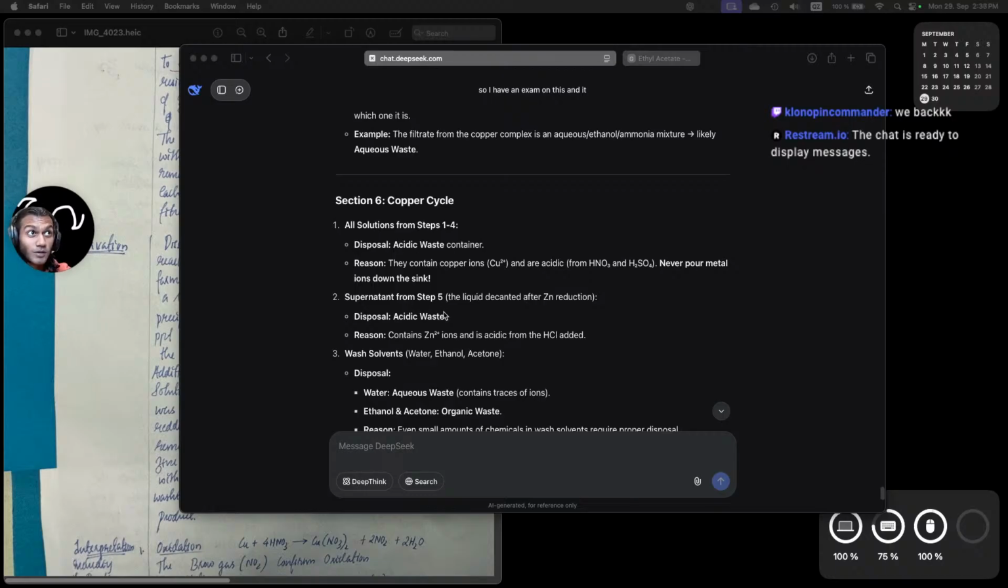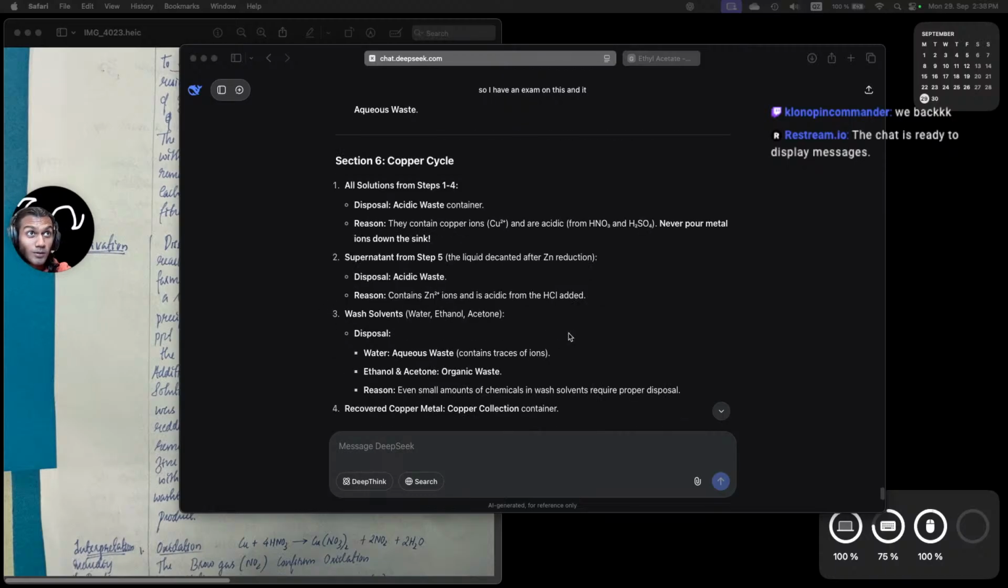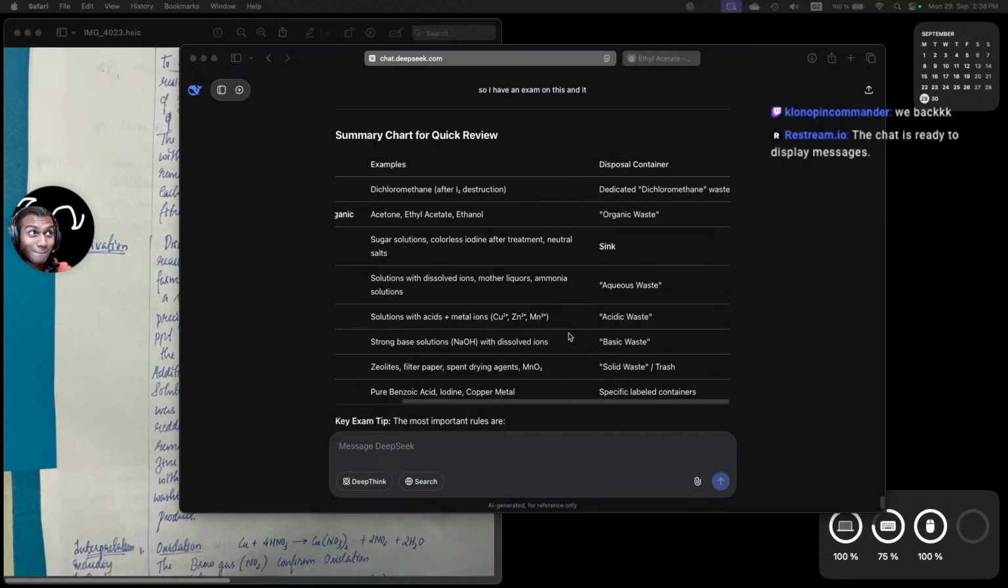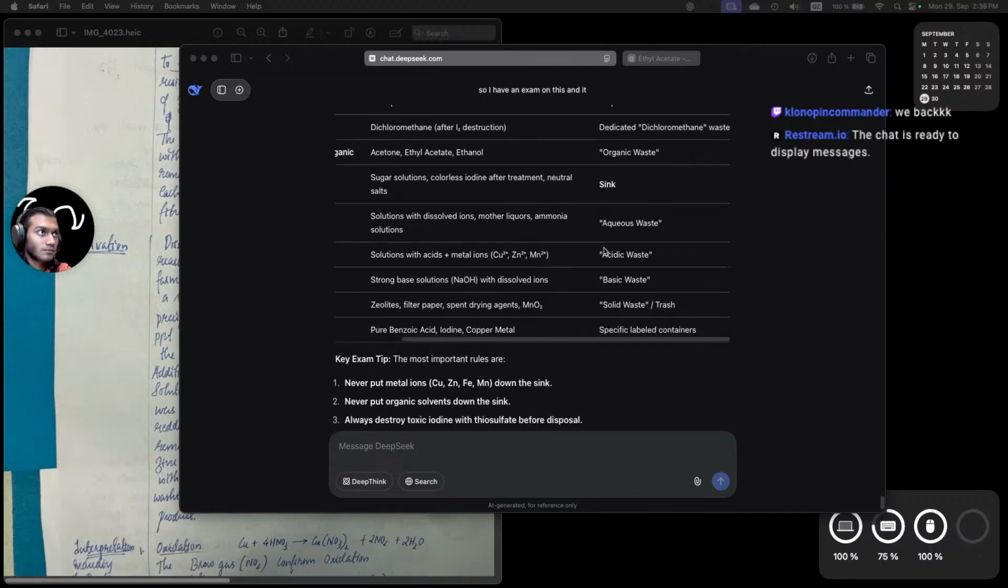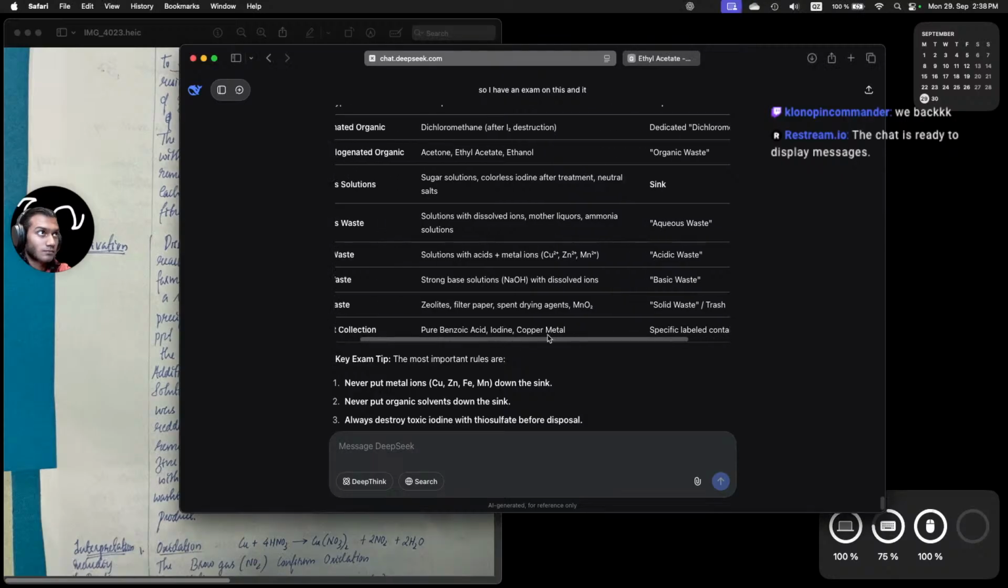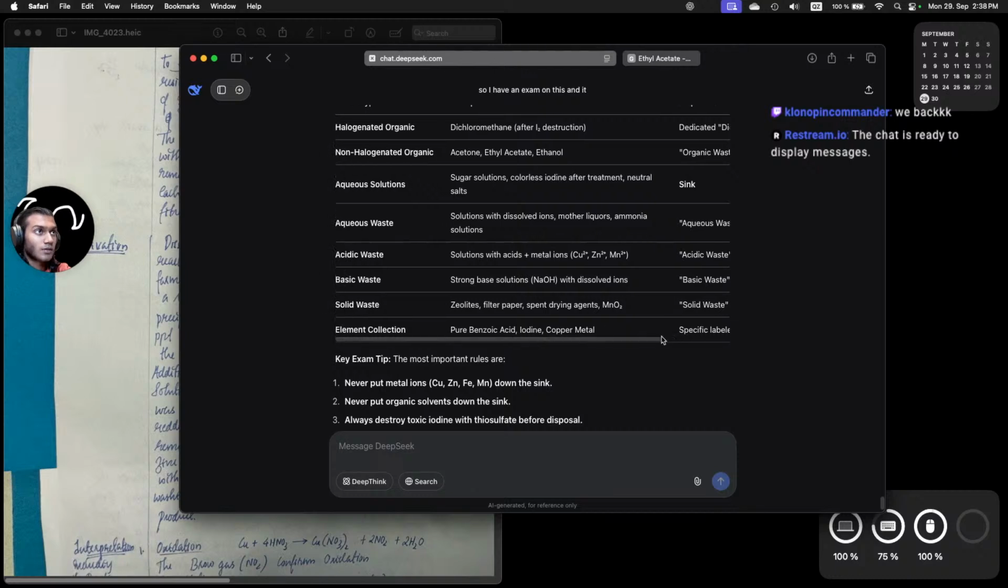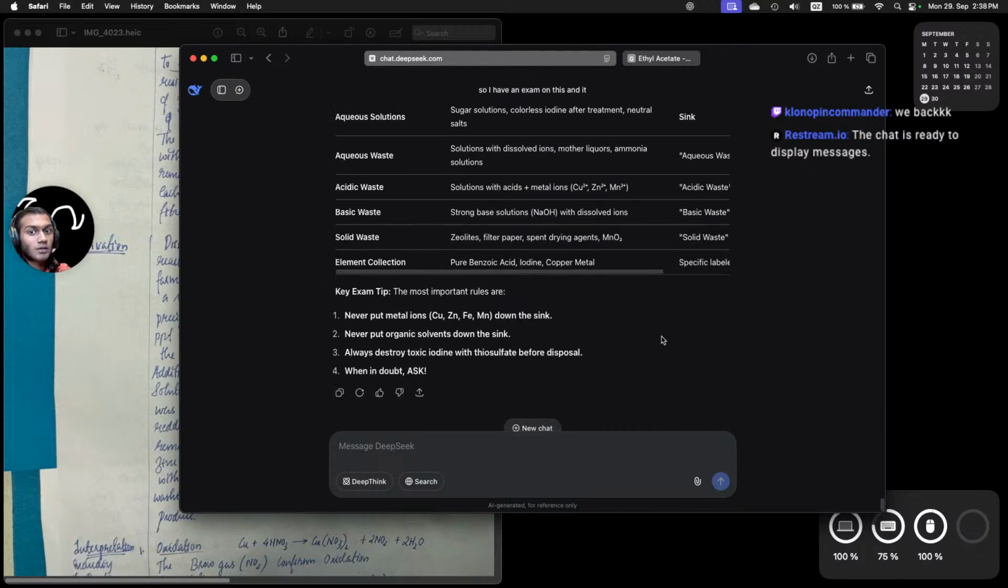Acidic waste container. Acidic waste. Acetone, ethyl acetate, ethanol all go to organic waste. When in doubt, ask. I can ask, it's an exam.